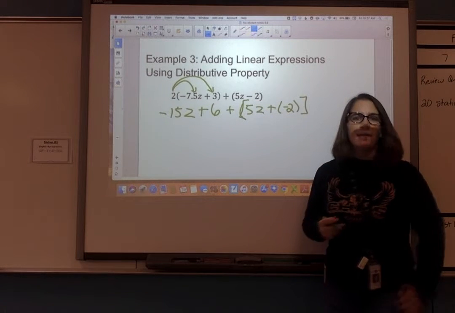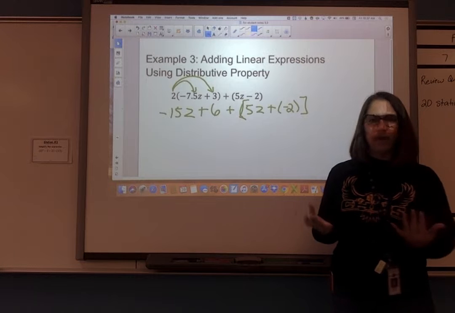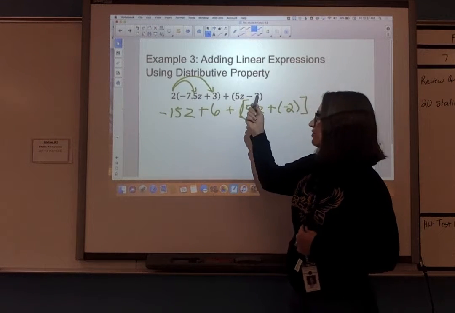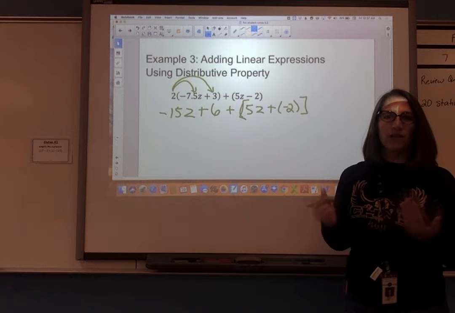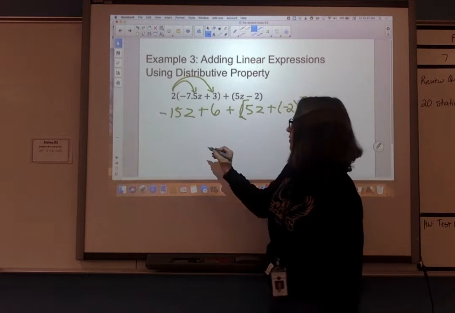Okay. Now we have all addition. That's all we have. We've gotten rid of our multiplication. We've gotten rid of our subtraction. So now I can just group my like terms together.